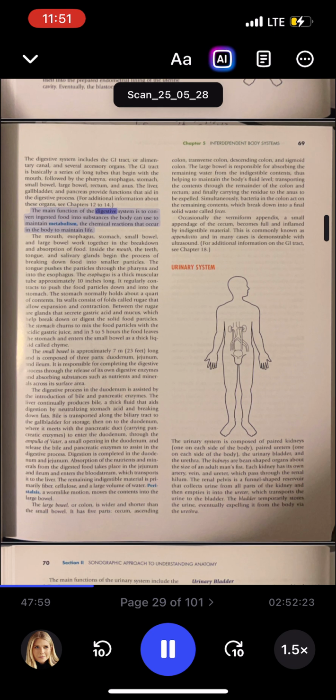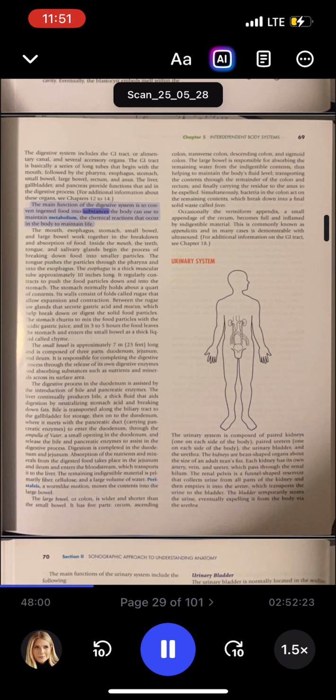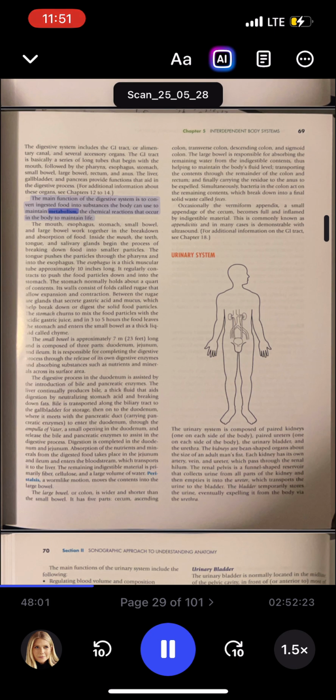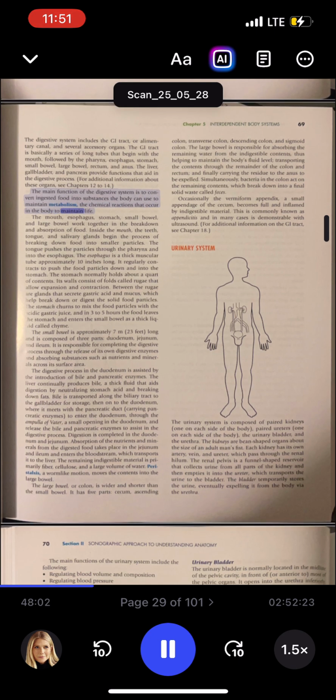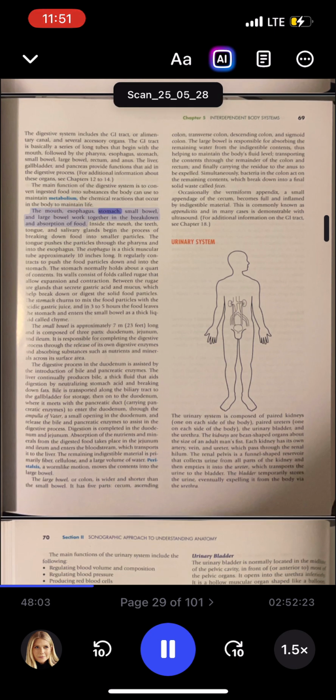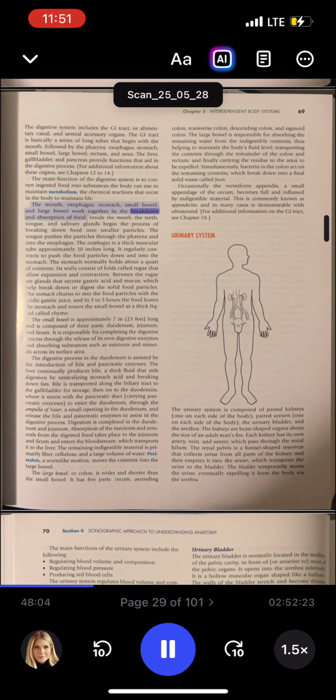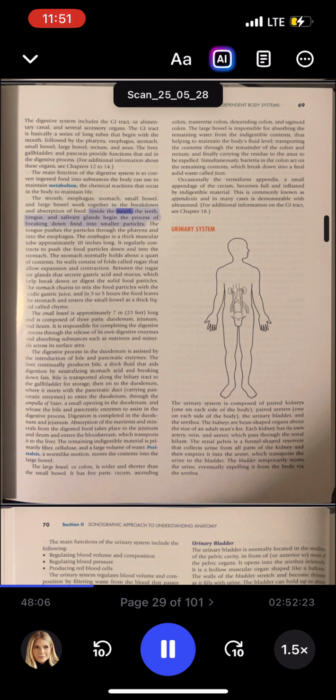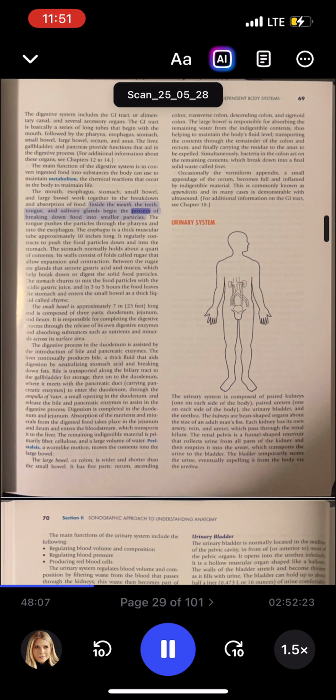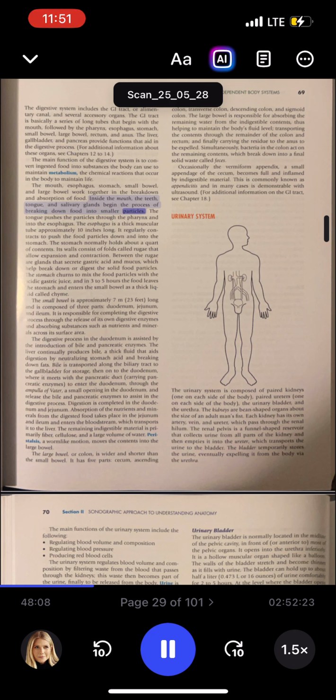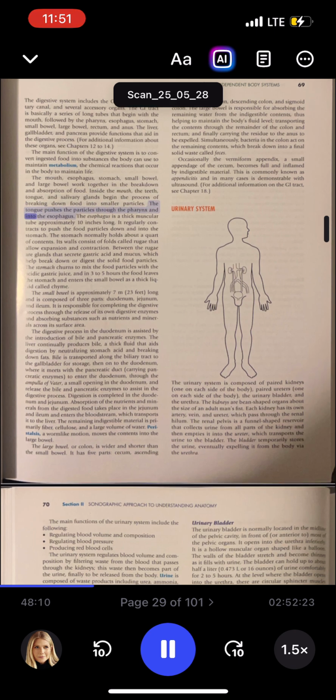The main function of the digestive system is to convert ingested food into substances the body can use to maintain metabolism, the chemical reactions that occur in the body to maintain life. The mouth, esophagus, stomach, small bowel, and large bowel work together in the breakdown and absorption of food. Inside the mouth, the teeth, tongue, and salivary glands begin the process of breaking down food into smaller particles. The tongue pushes the particles through the pharynx and into the esophagus.